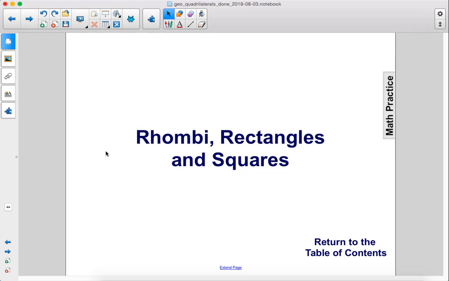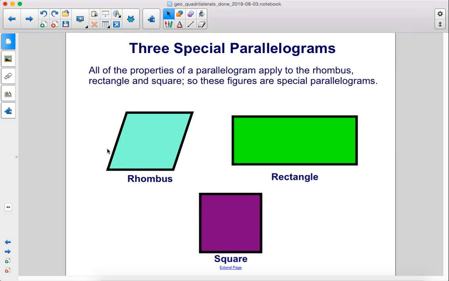Rhombi, rectangles, and squares. Three special parallelograms. All of the properties of a parallelogram apply to the rhombus, rectangle, and square, so these figures are special parallelograms.